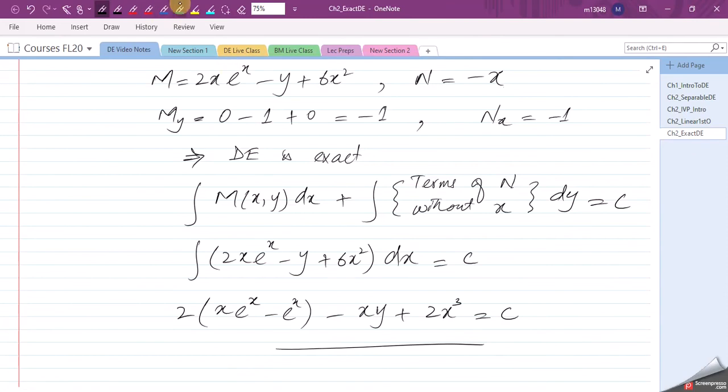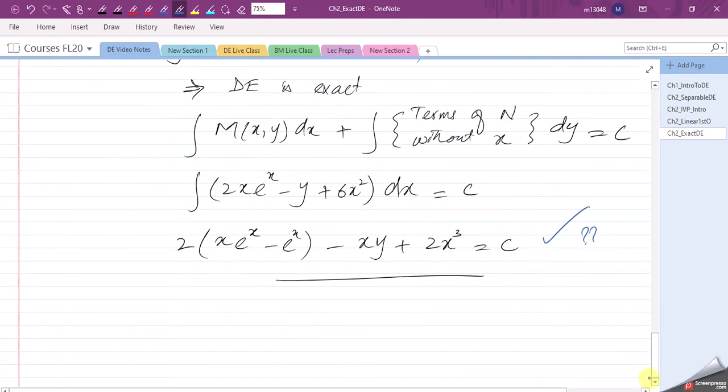Please do this step in more details. Do this step in more details. Okay.